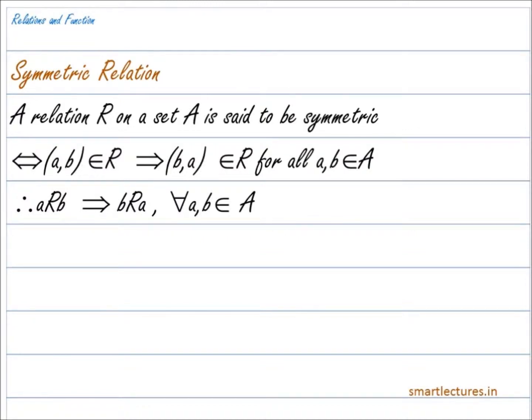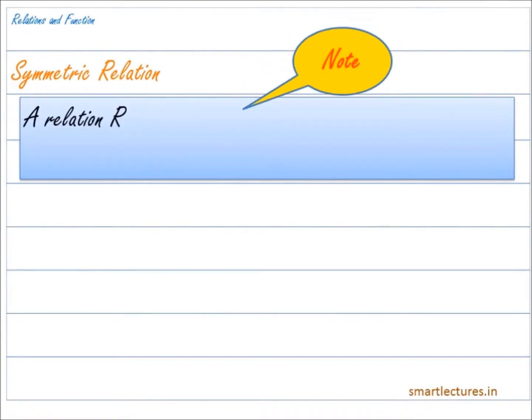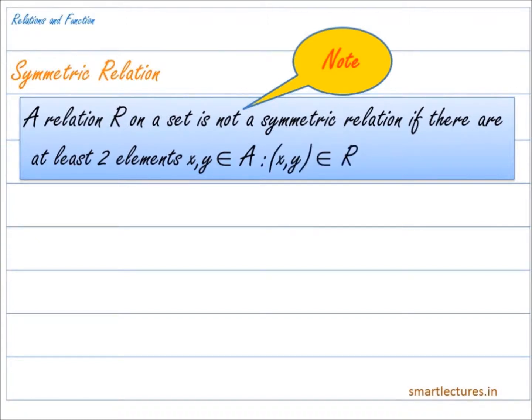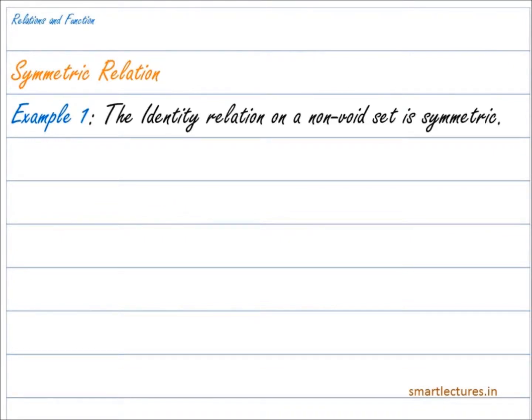And now, when do we say that a relation is not symmetric? A relation R on a set A is not a symmetric relation if there are at least two elements x and y which belong to set A such that (x,y) belongs to R but (y,x) doesn't belong to R. Now let's take an example. The identity relation on a non-void set is symmetric.